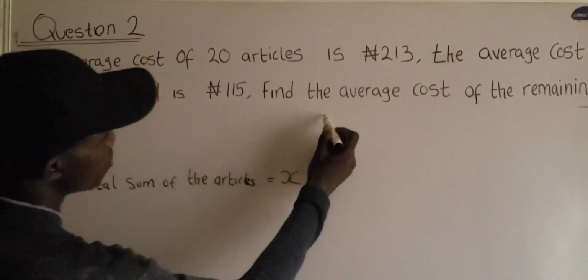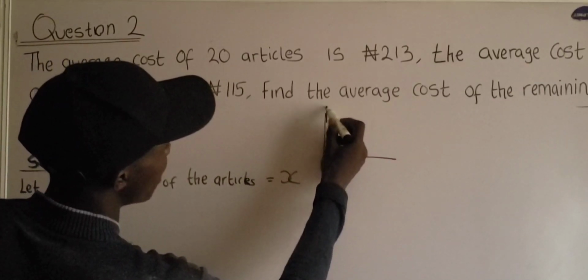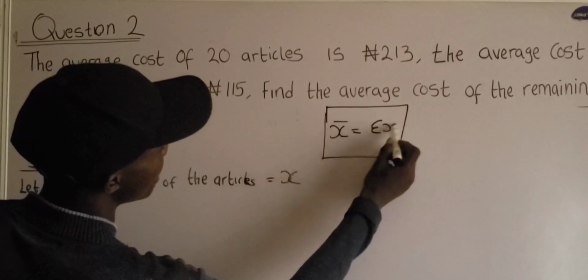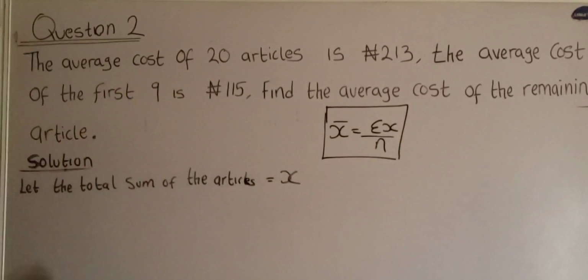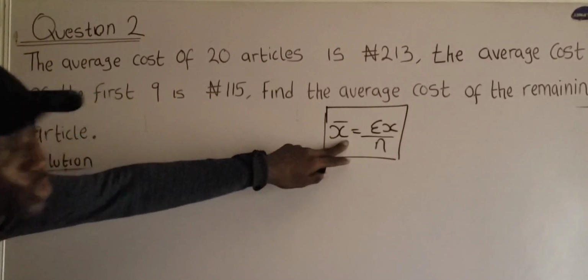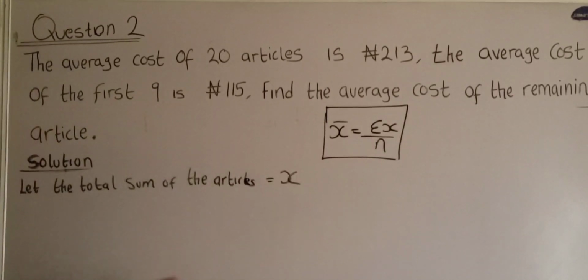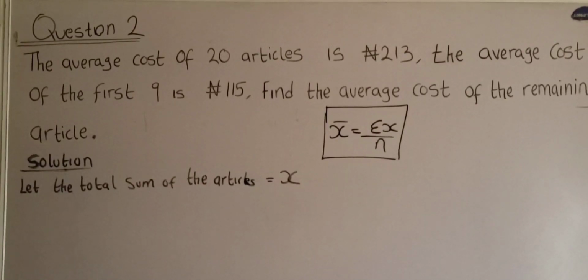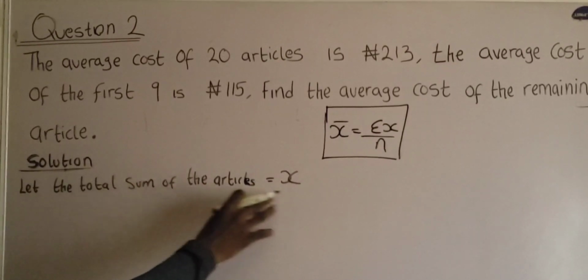Summation fx. You must always remember this formula when you are dealing with mean. It is very, very important that you remember this. Summation x all over n. So the average is what? X bar. You understand? And summation x is the sum of all the articles, and n is the total number of articles. Now let the total sum of the articles equal x.